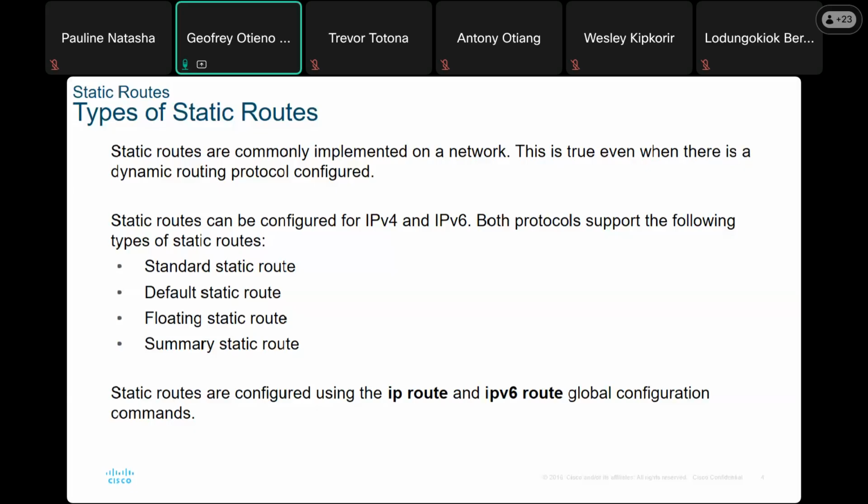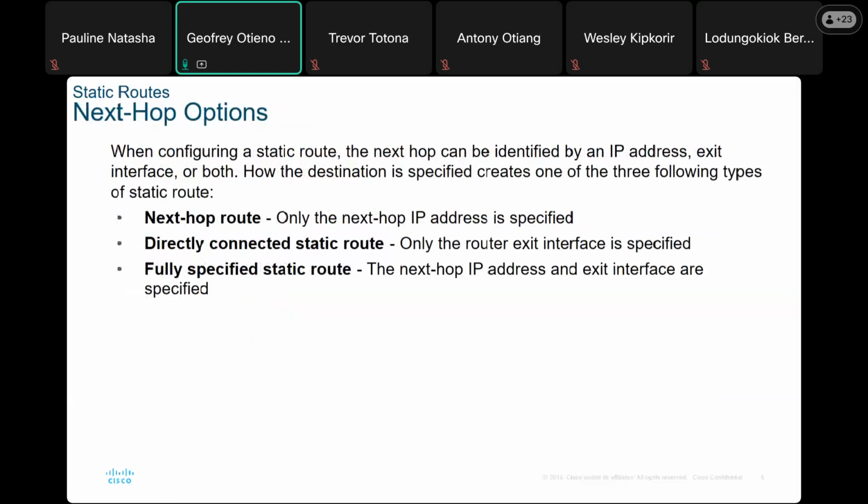Static routes are configured using ip route for IPv4 or ipv6 route for IPv6 in global configuration mode. When actually setting up this route, those are the commands that will be required. Now, with static route, we have what I'm calling the next hop. And we have various options for this next hop when setting it.